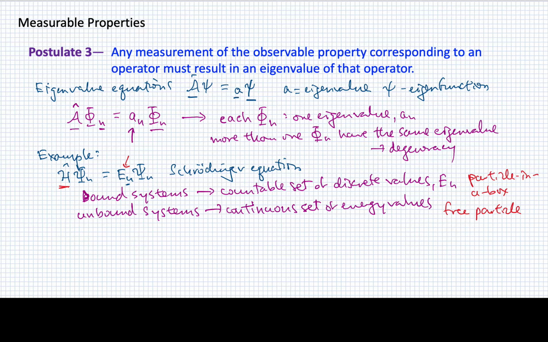All right, now, what if the state of a system is not an eigenfunction? This is all written very specifically for eigenfunctions, but the state of a system doesn't necessarily have to be an eigenfunction of the Hamiltonian. What if it is something else?